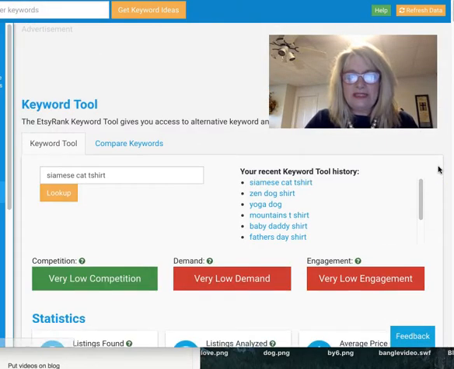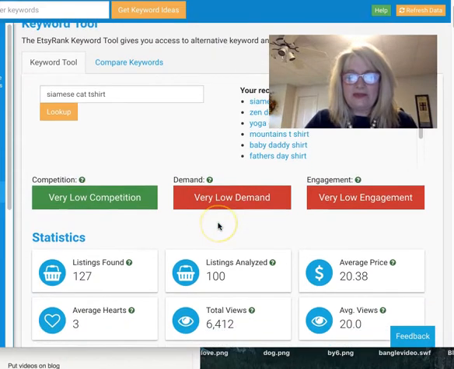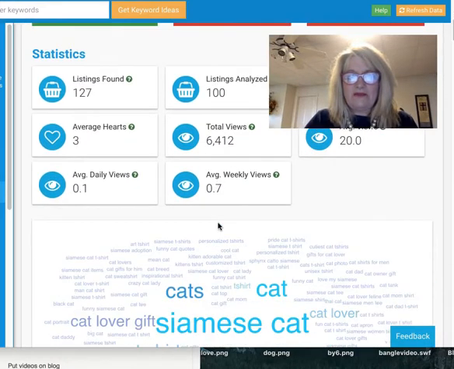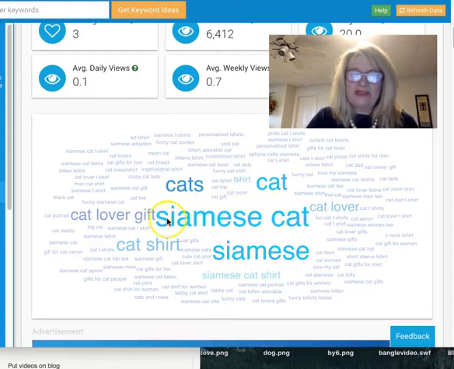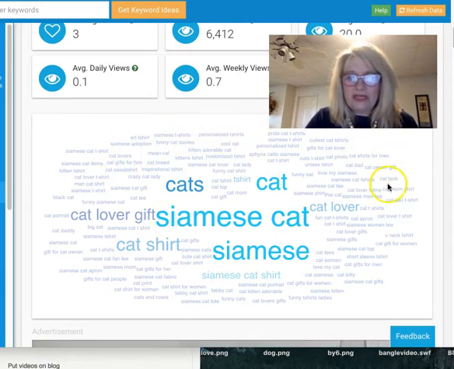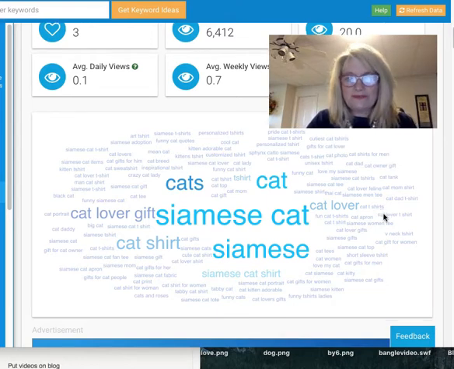Now, what you want to pay attention to is very low competition and high demand. That's what you want. You want low competition, high demand. That's what you're looking for. All right, so if we go down here, this is called a keyword cloud. These larger words represent the most searches. These are the small, longer tail keywords, 3 words or more, that represent a lot smaller search volume.